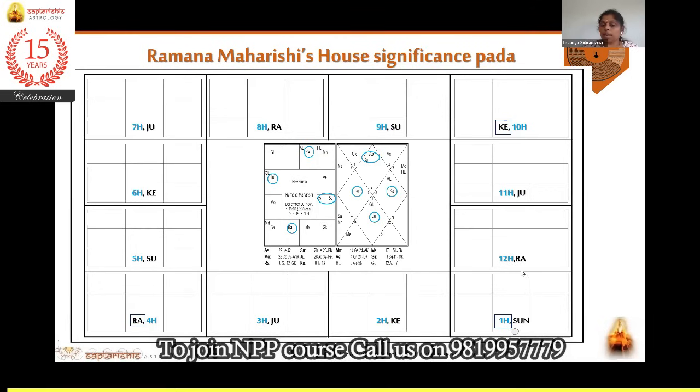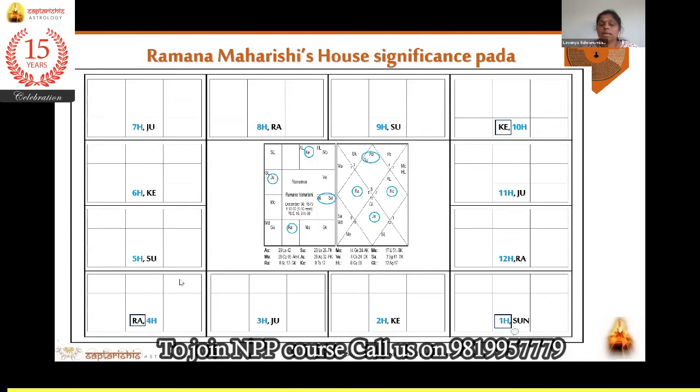But the other planets, the natal Sun is not placed here, or here, or here. Same way, the natal Jupiter is not placed here. So that is the reason there are no boxes on top of that. This black box shows the natal placement.